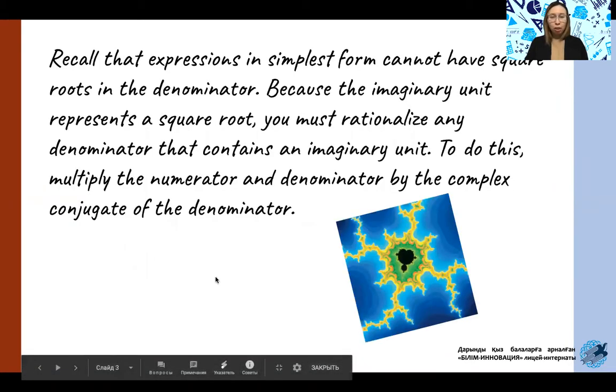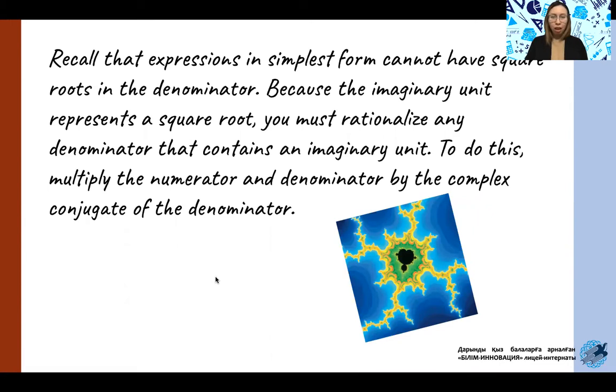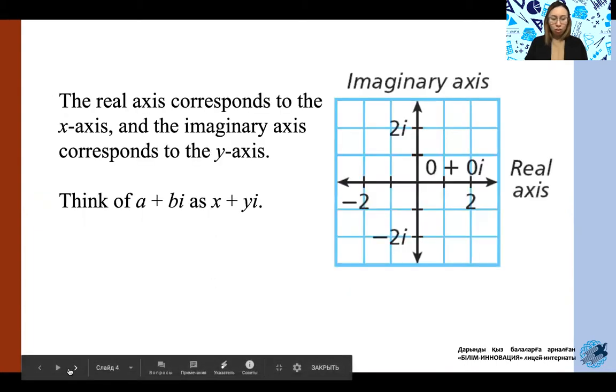Recall that an expression in the simplest form cannot have a square root in the denominator, because the imaginary unit represents a square root. You must rationalize a denominator that contains the imaginary unit. To do this, multiply the numerator and denominator by the complex conjugate of the denominator.